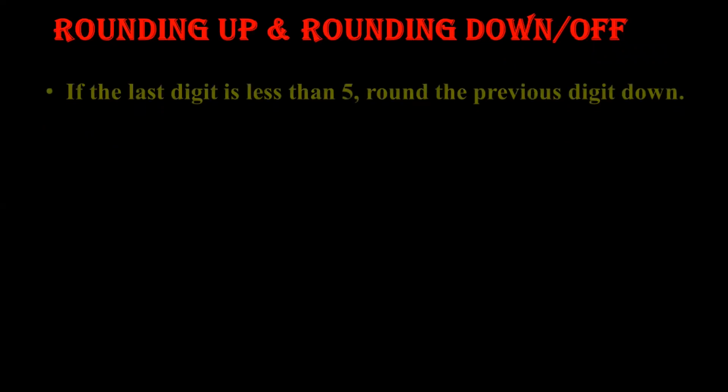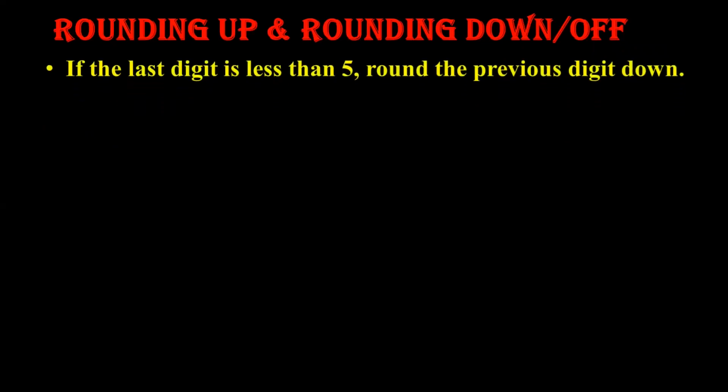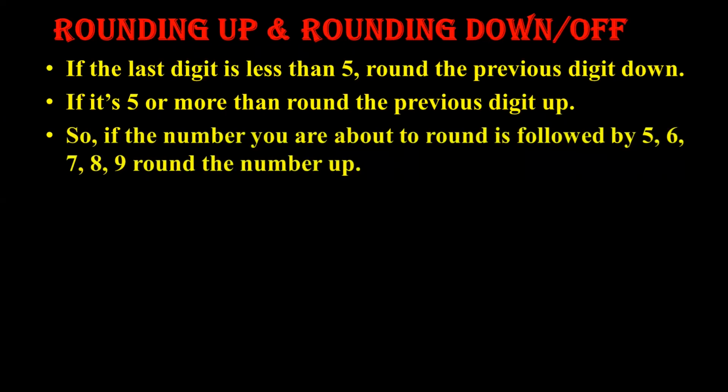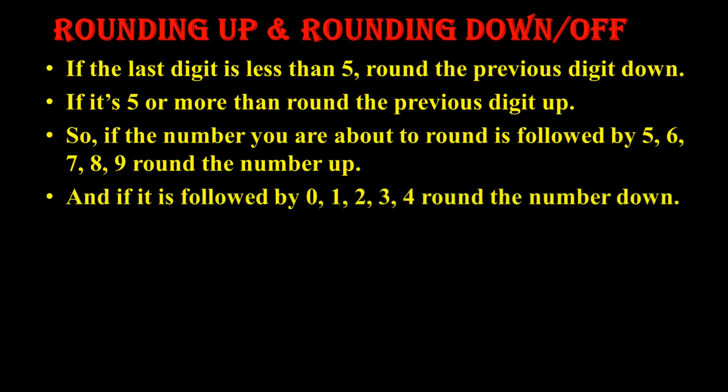Rounding up and rounding down or rounding off. If the last digit is less than 5, round the previous digit down. If it's 5 or more than that, round the previous digit up. If the number you are about to round is followed by 5, 6, 7, 8, 9, round the numbers up. And if it is followed by 0, 1, 2, 3, 4, round the number down.